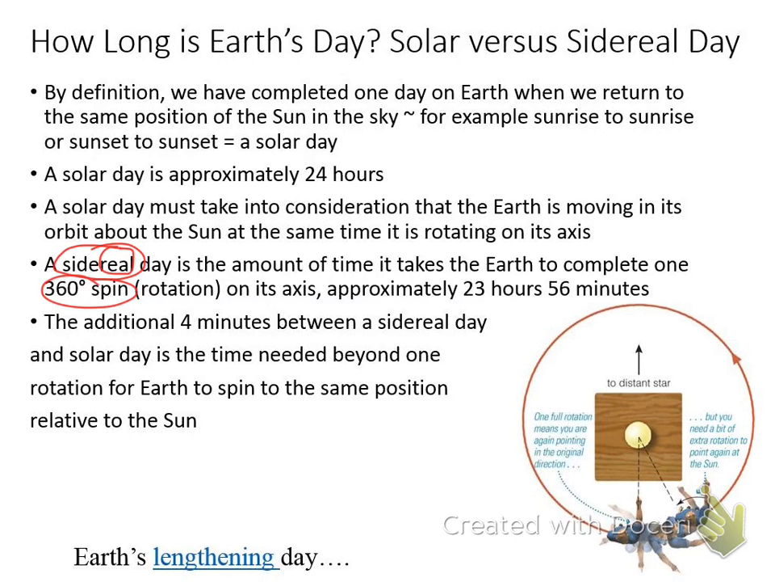I'm not at the same location relative to the sun. So I really need to go an extra 4 minutes. That is our solar day that we're used to, 24 hours. But to complete your 360 degrees, it's 4 minutes before that. So it's 23 hours and 56 minutes, 4 minutes short of that. So there's a slight difference between those two.